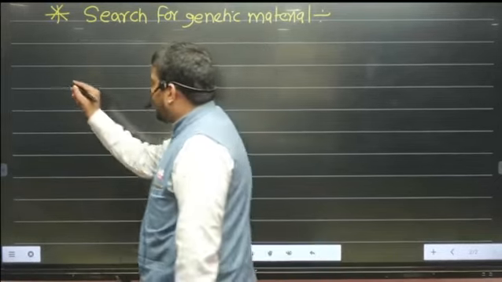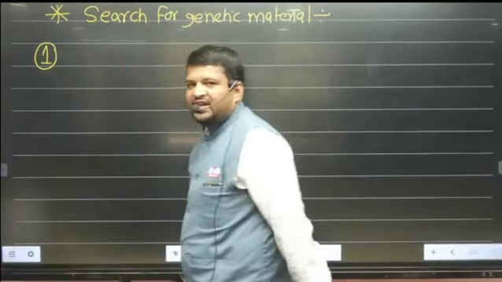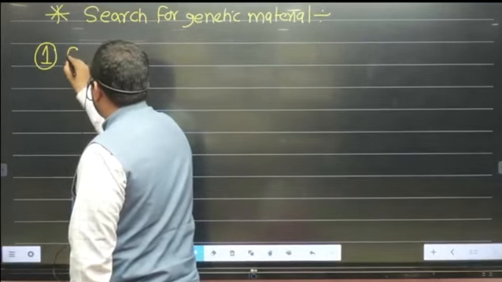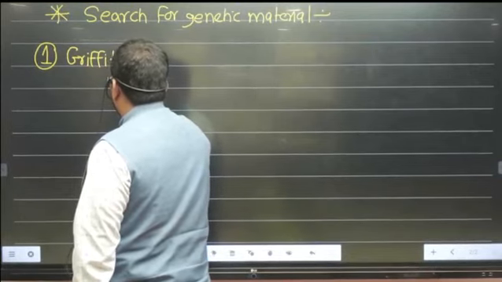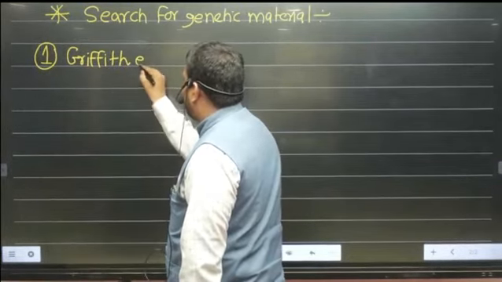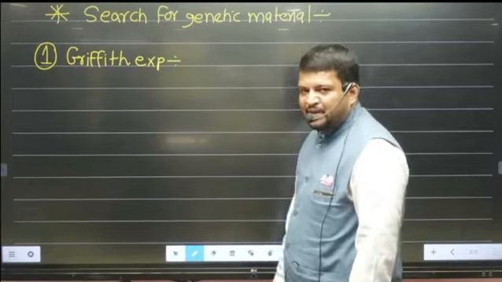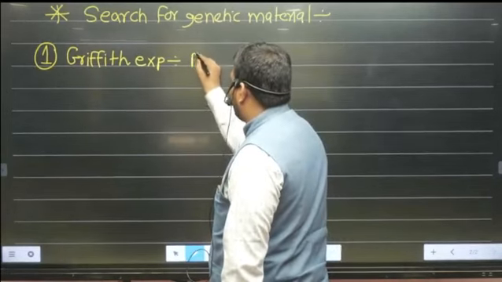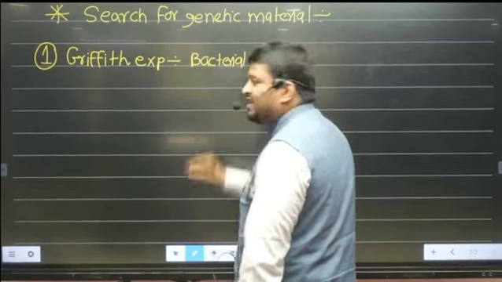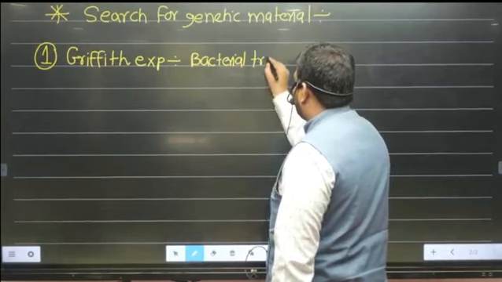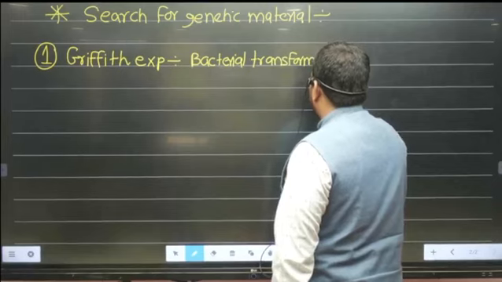living organisms, and the first experiment which is performed to identify the genetic material in living organisms is called the Griffith experiment. This Griffith experiment is based on the phenomenon of bacterial transformation.